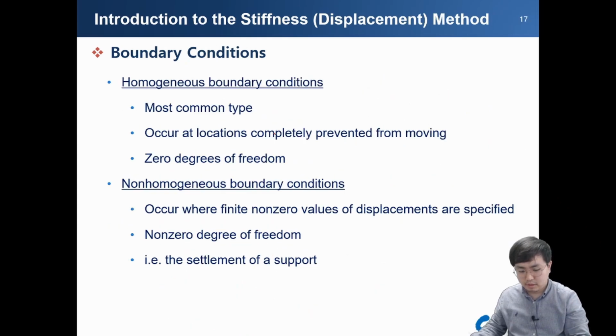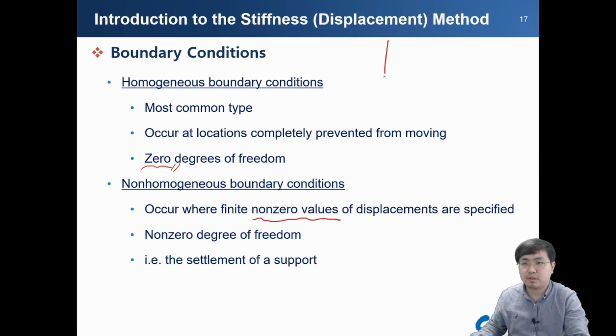So the next work is that we must apply some boundary condition to obtain the specific value, the specific deformation. We have two different boundary conditions. First is a homogeneous boundary condition. The other is a non-homogeneous boundary condition. A homogeneous boundary condition means that the displacement is equal to 0. A non-homogeneous boundary condition means that it has a non-zero value.